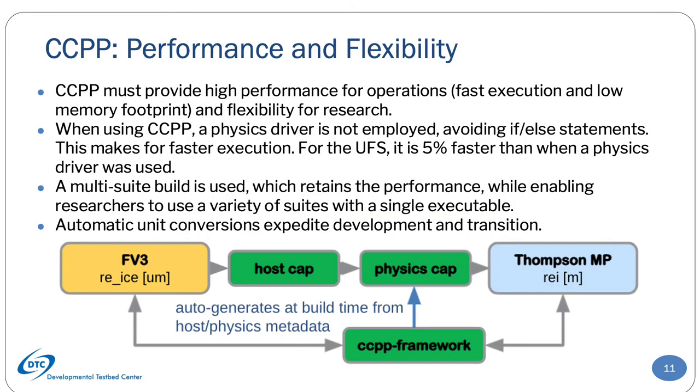CCPP must provide high performance for operations, fast execution, and low memory footprint, and flexibility for research. When using CCPP, a physics driver is not employed, avoiding if-else statements. This makes for faster execution. For the UFS, it is 5% faster than when a physics driver was used. A multi-suite build is used, which retains the performance while enabling researchers to use a variety of suites with a single executable. Automatic unit conversions expedite development and transition.